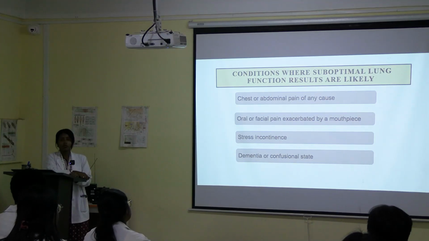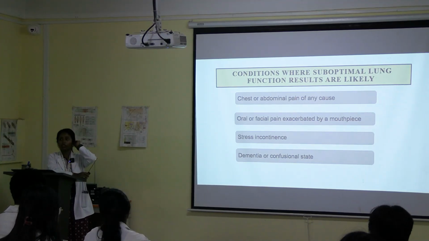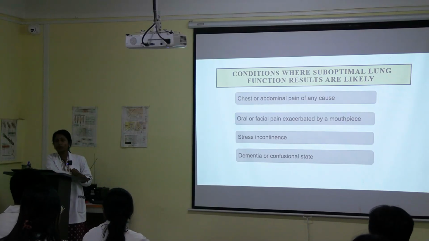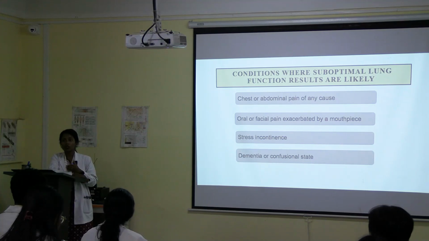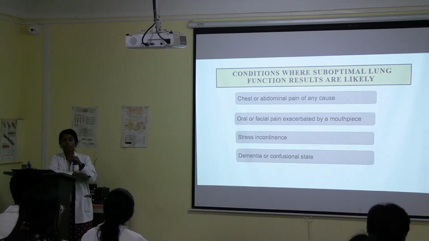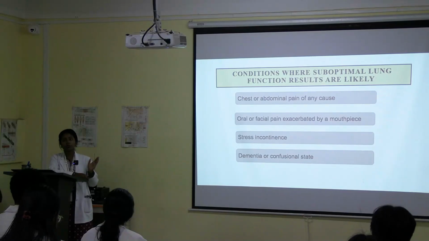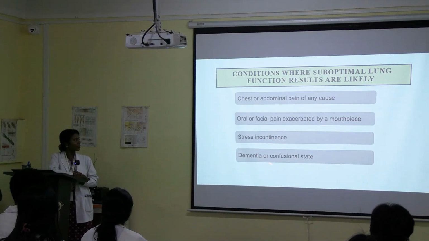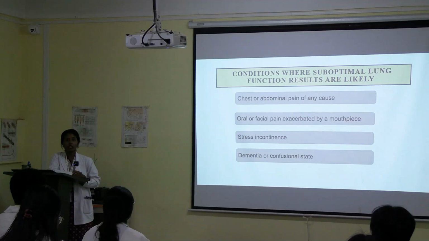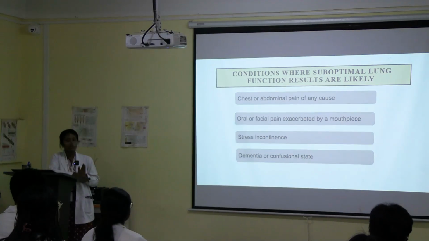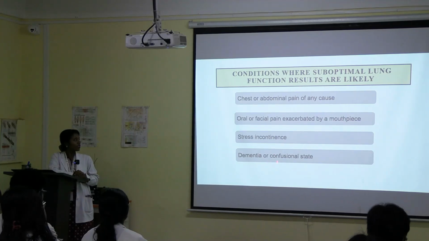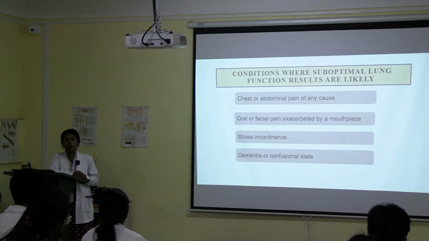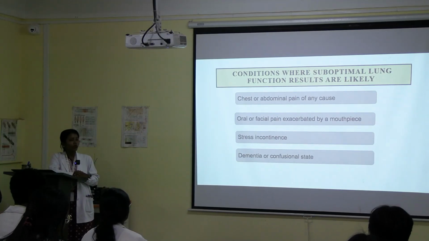Then stress incontinence. You know what stress incontinence is? That is when the person has paralysis. Because of that they pass urine without their control. So if they make a voluntary inspiratory effort, that is going to affect stress incontinence. Okay. Then dementia or confusional state. If the person is not cooperative... when you are instructing the person, the person has to be cooperative. Okay. So if the person has dementia or confusional state, they cannot perform, right? So these are the conditions where the values or the test will be affected.